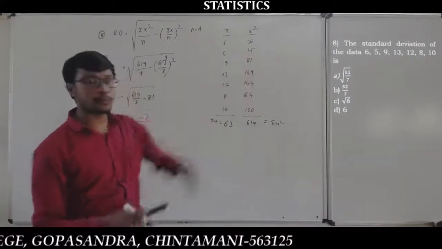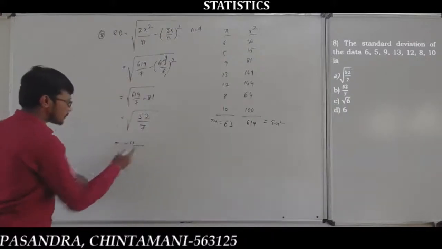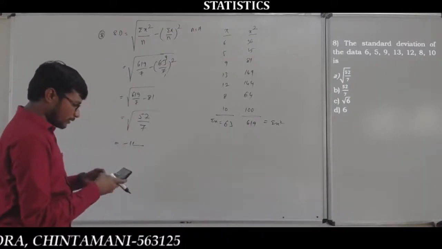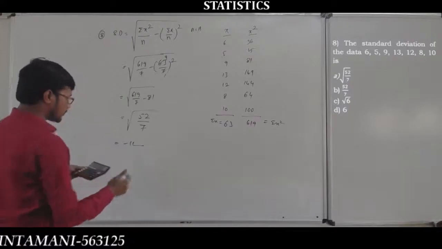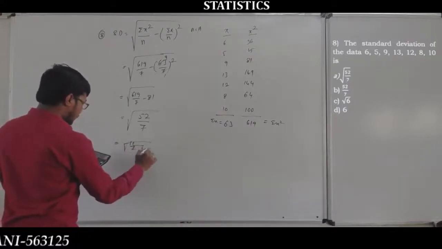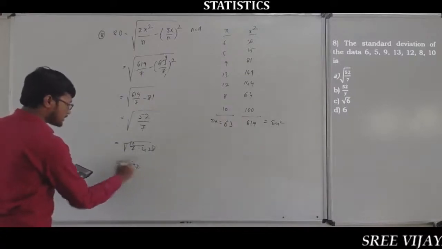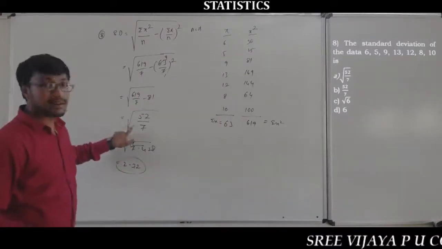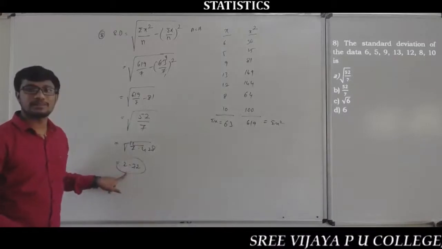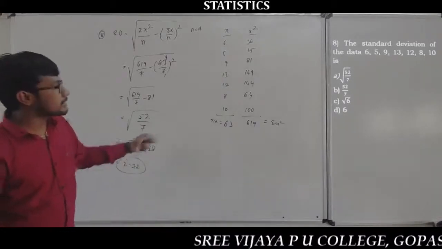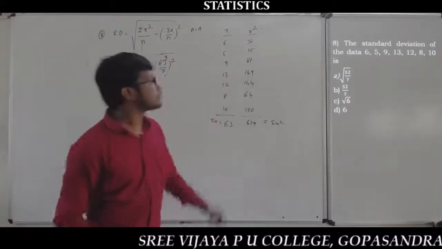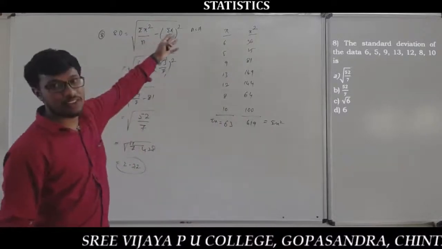If not in the options, you can just simplify this value. So what is 52 by 7? 52 divided by 7 is about 7.428. If you take the square root, you'll get 2.72. If not, that is the answer. So this should be the final answer. Okay, so you can take it as root of 52 by 7. So this is finding the standard deviation.